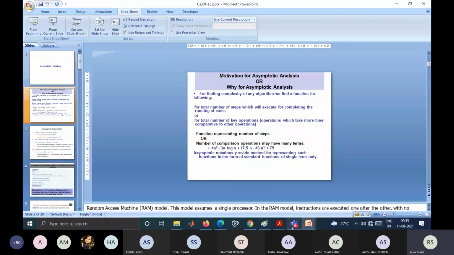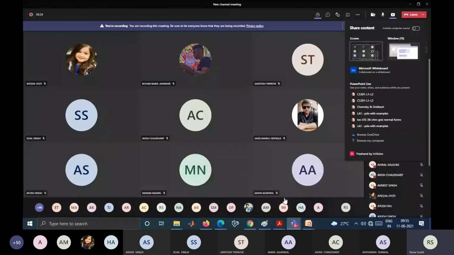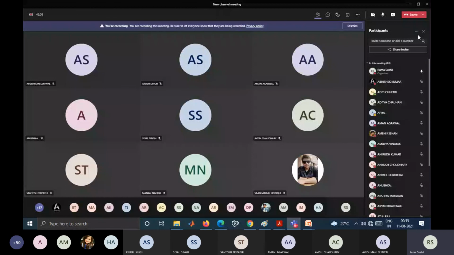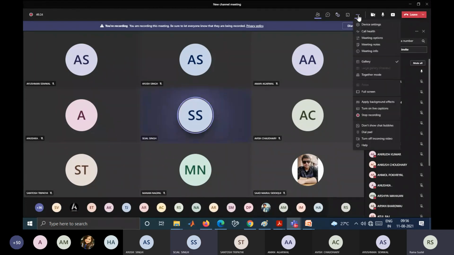I will download the attendance and then only you will leave. Okay. Yes, anyone? Sajal, Anushka, Santosh? Yes, ma'am. Ayush, any query? No, ma'am.